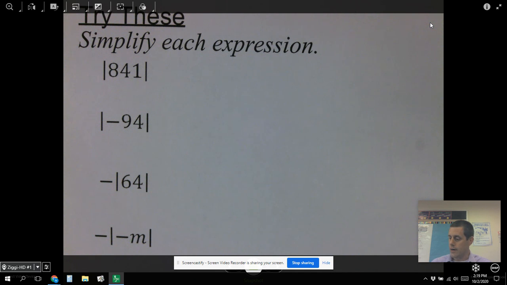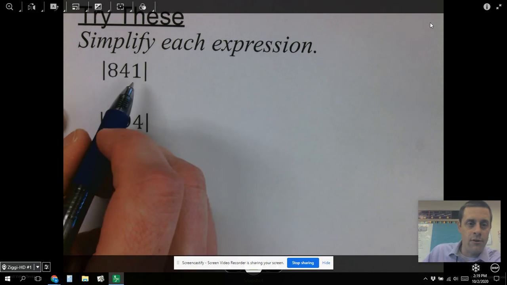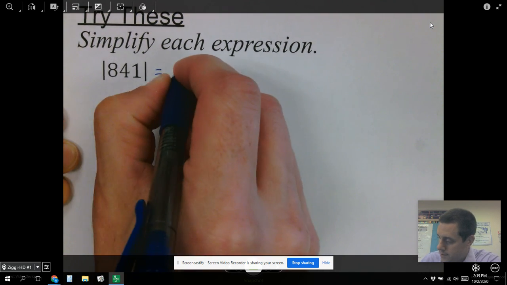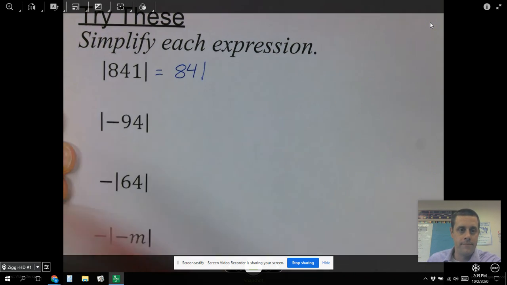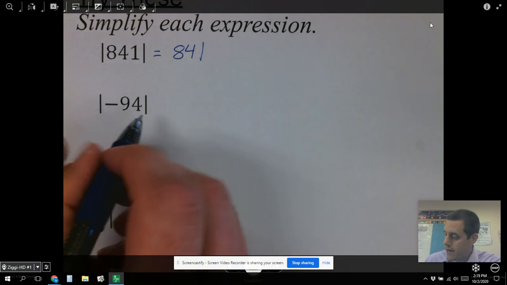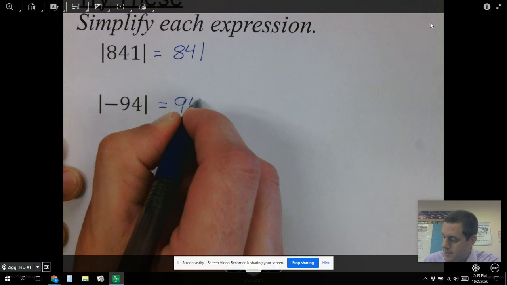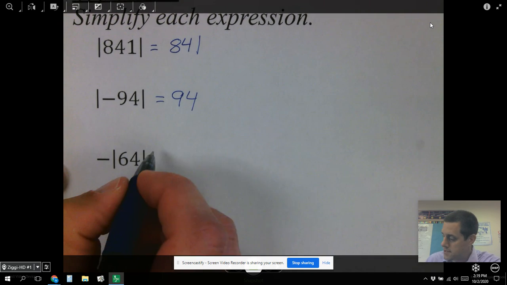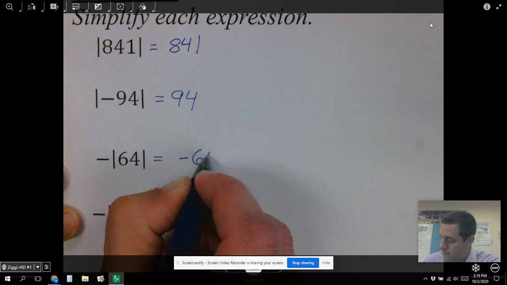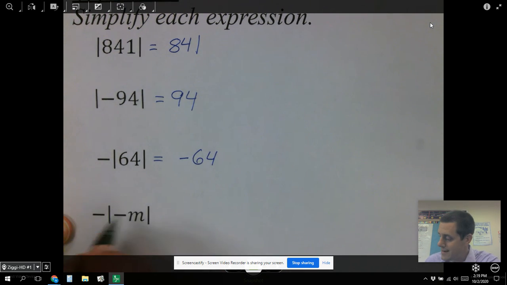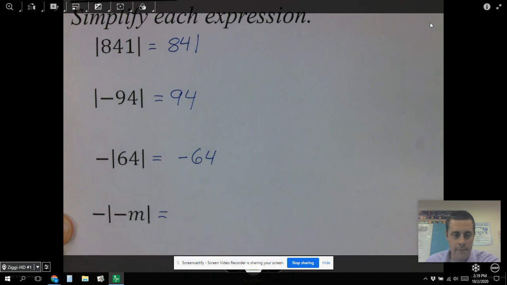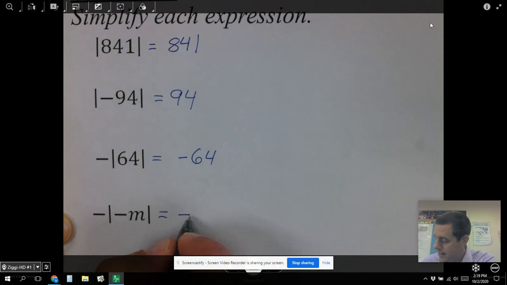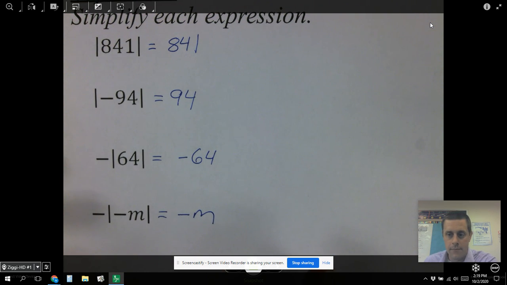All right, let's check your work. Number 1, the absolute value of 841 equals 841. Number 2, the absolute value of negative 94 is 94. The negative absolute value of 64 works out to negative 64. And finally, the negative absolute value of negative m equals negative m.